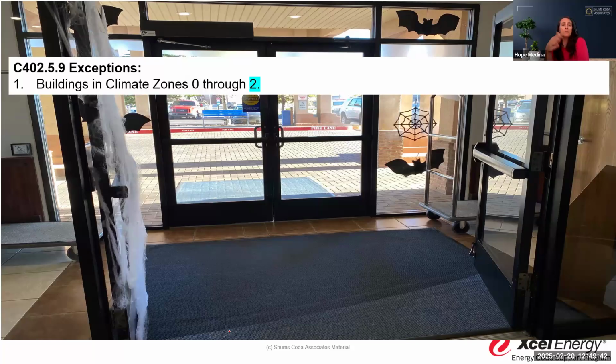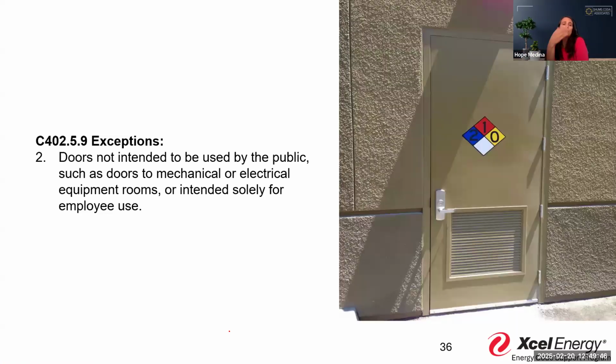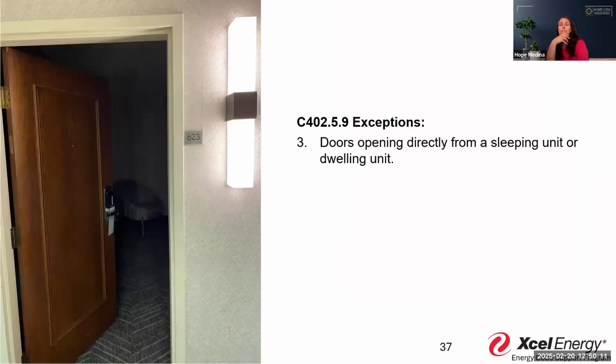There's some exceptions. If you're in climate zone 0 through 2, it's not required. Doors that are not intended to be utilized for the public, you know, those maintenance doors or mechanical doors, utility doors, those doors that are really just there for employees to go in and do as need be, or for workers to go in. That's what this exemption is referring to.